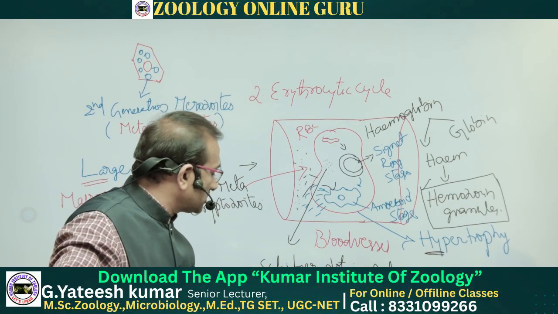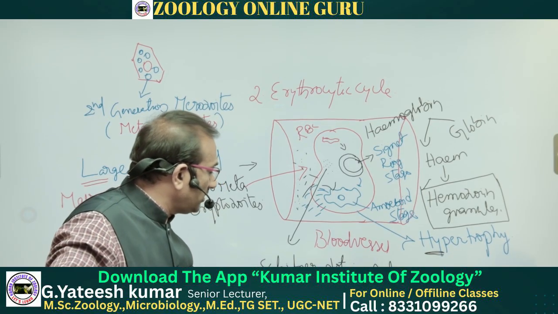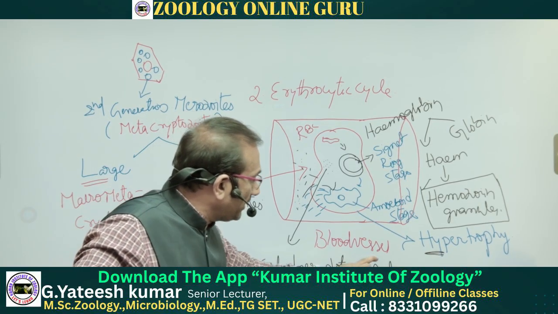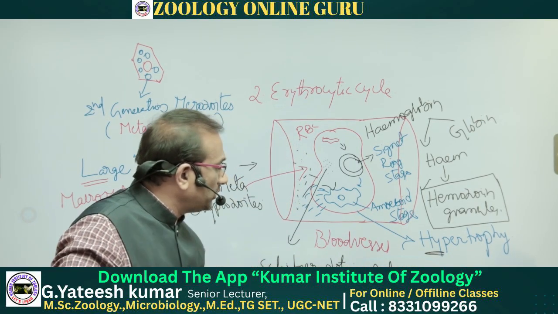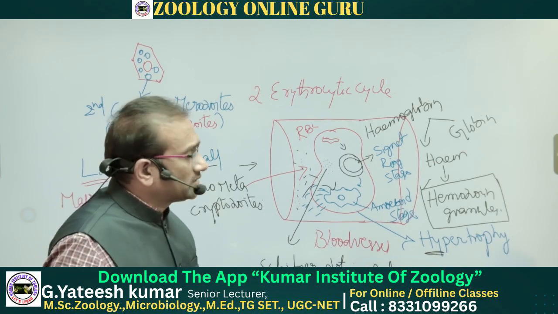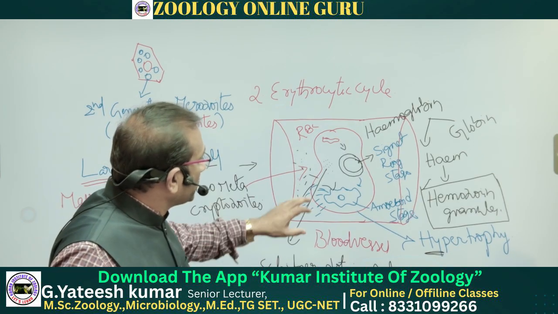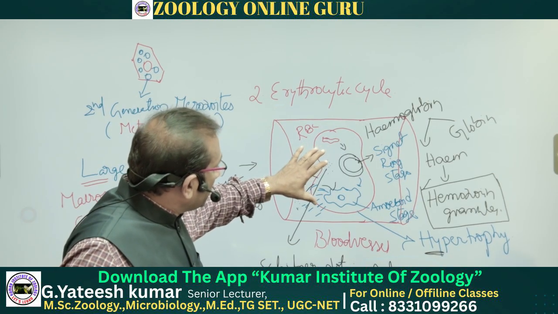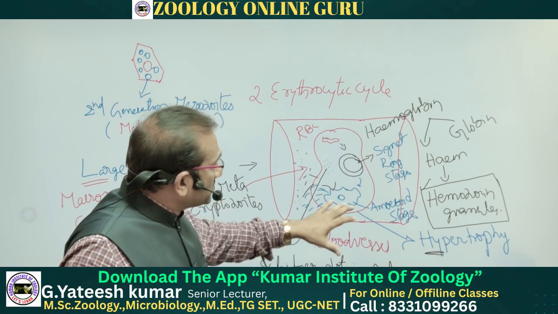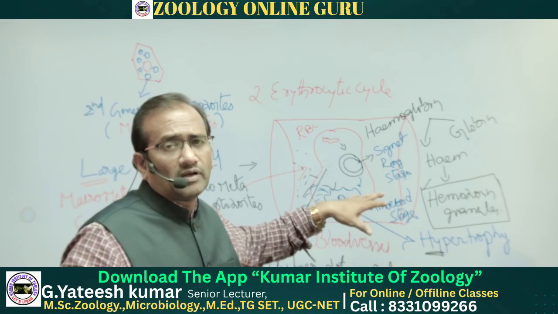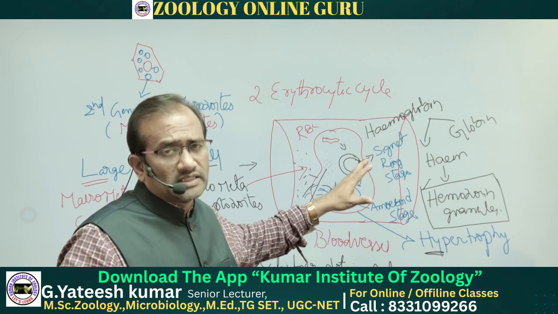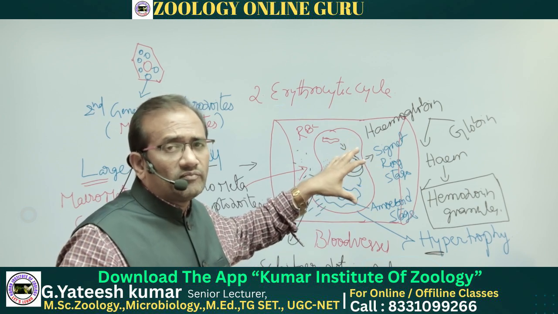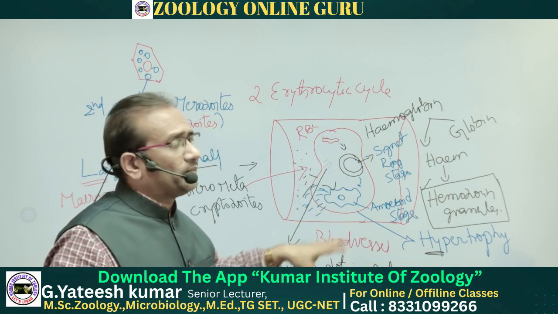And these are Schüffner's dots. Schüffner's dots are believed to be antigens produced from the malarial parasite called Plasmodium vivax. After this, the cycle continues for two or three generations.